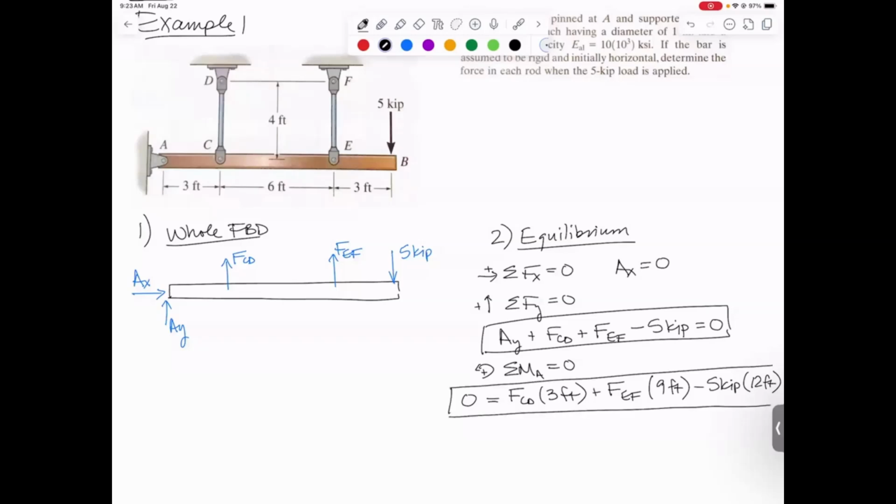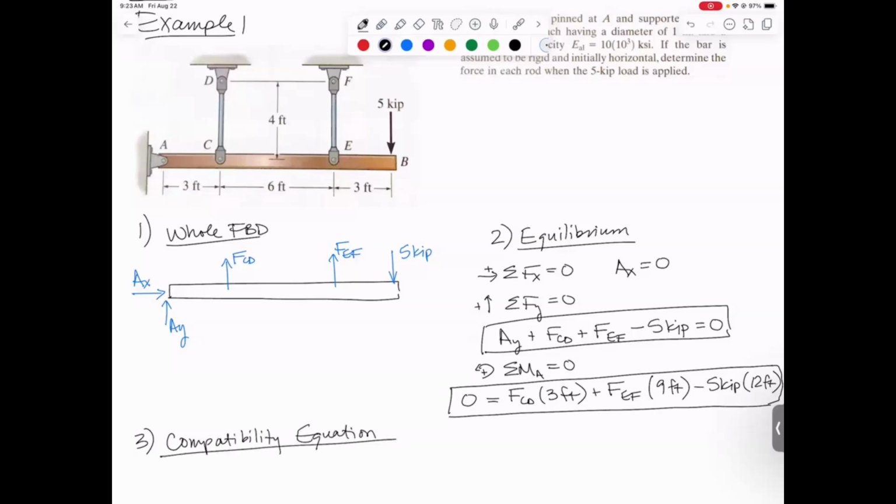Those are two equations that have together 3 unknowns. I've got FCD, FEF, and AY. So 3 unknowns in those two equations. I can't solve for 3 unknowns with 2 equations. That's what makes it statically indeterminate. So my next step is I need a compatibility equation. Step 3 is to get a compatibility equation.